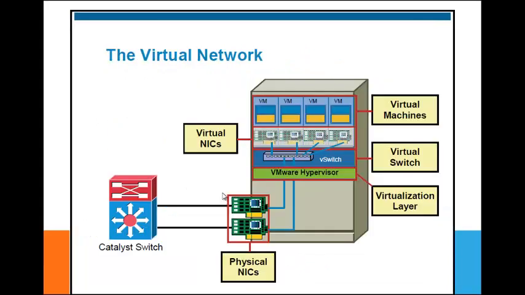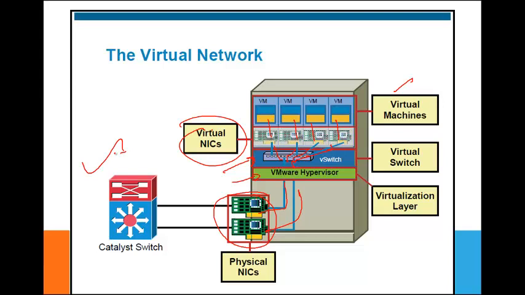Again, this diagram shows us only two physical NICs, and there is a vSwitch inside provided by VMware. There is a VM hypervisor. So virtual NICs are created through ESXi or ESX, and each virtual machine has a separate virtual NIC through which this vSwitch takes all the traffic and provides it to the physical NIC that is connected to the external switch.